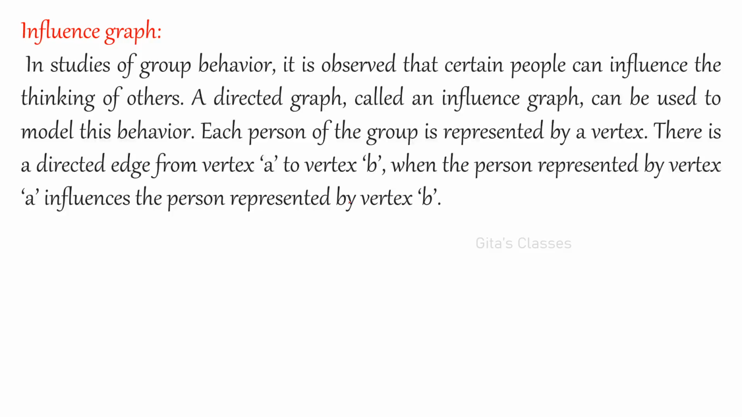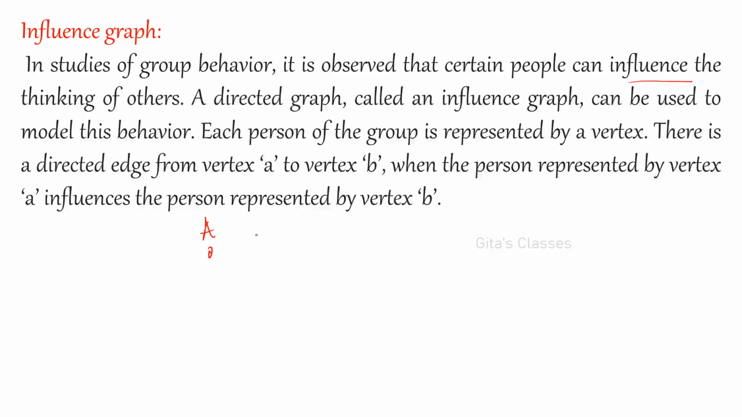Next is the influence graph. Here you will have a directed graph. In studies of group behavior, it is observed that certain people can influence the thinking of others. Even in your class, you would have observed some certain group of people. A directed graph called an influence graph can be used to model this behavior. Each person of the group is represented by a vertex and there is a directed edge from vertex A to B when the person represented by vertex A influences the person represented by B.